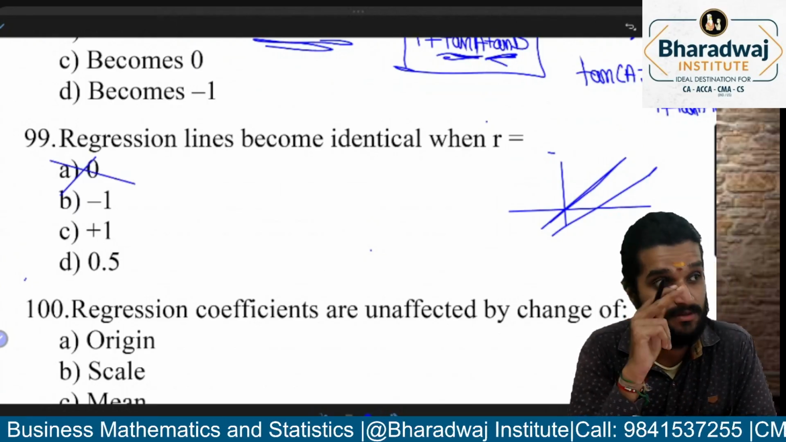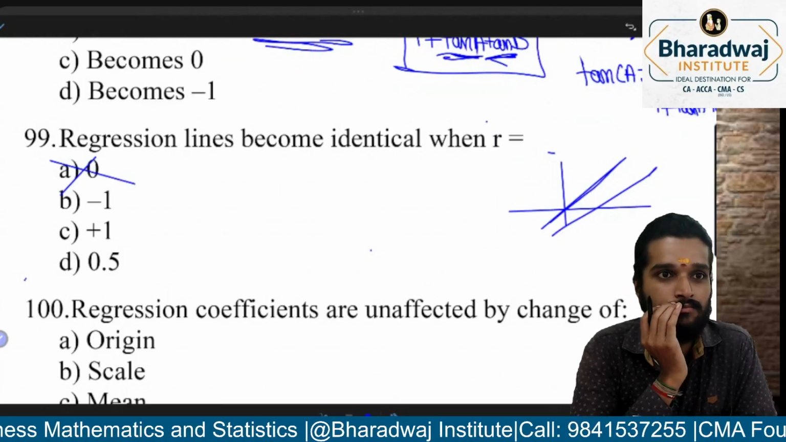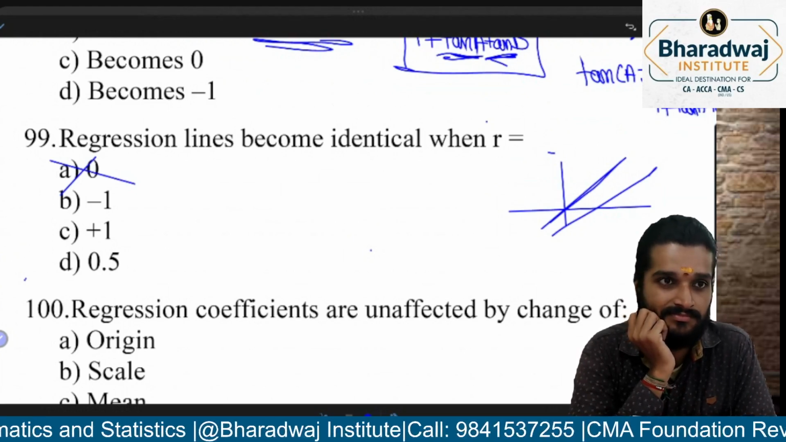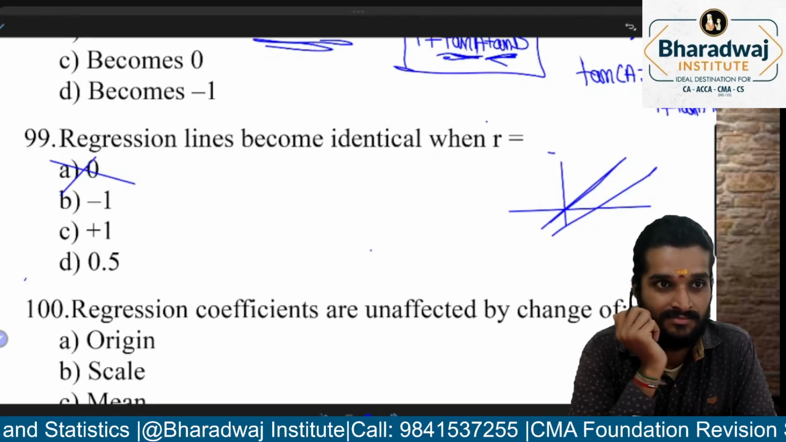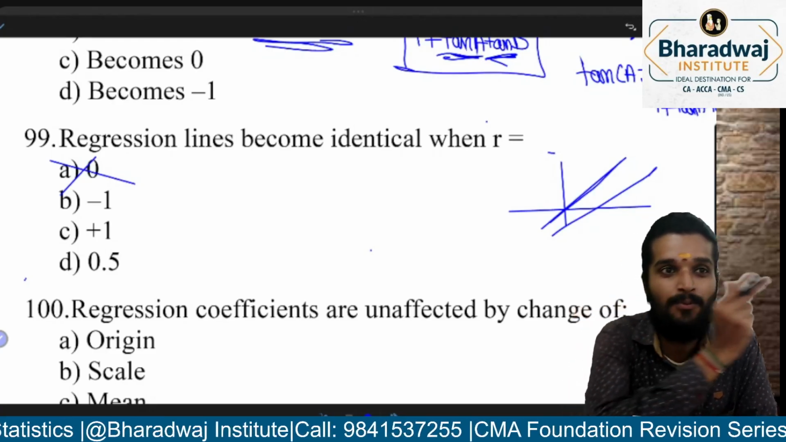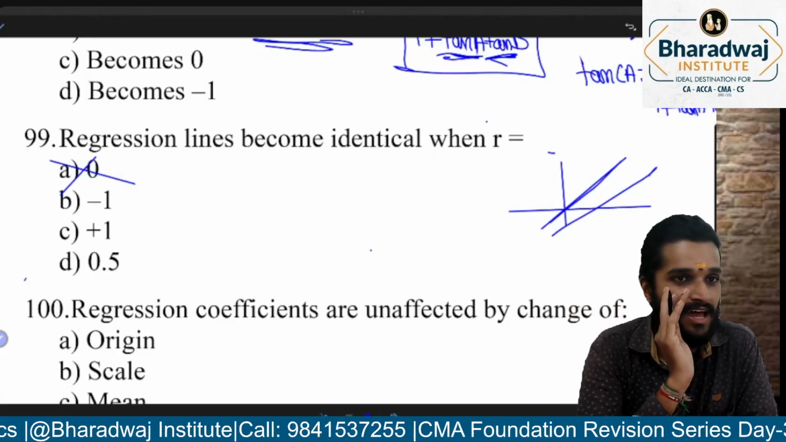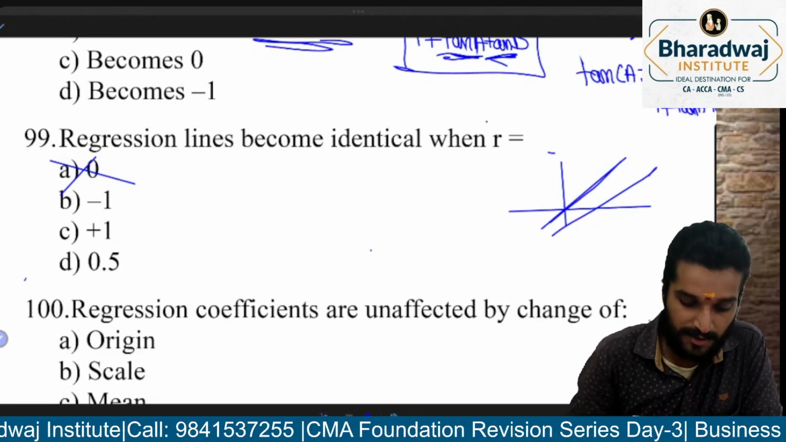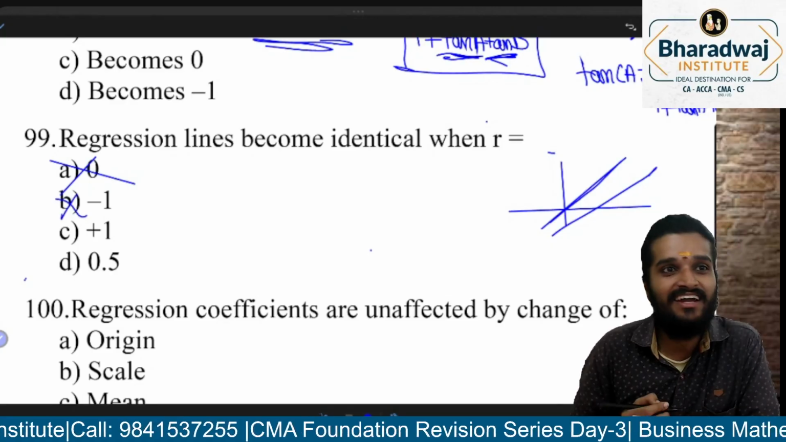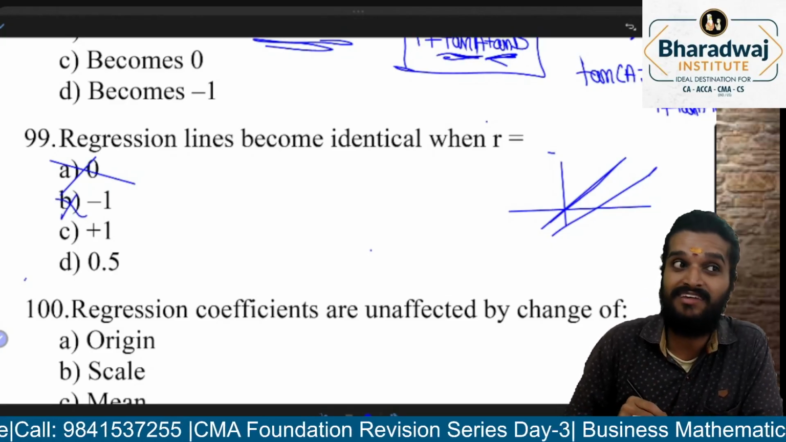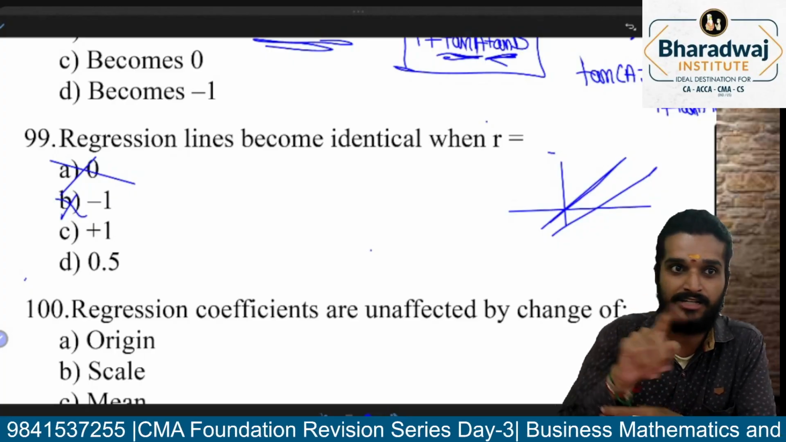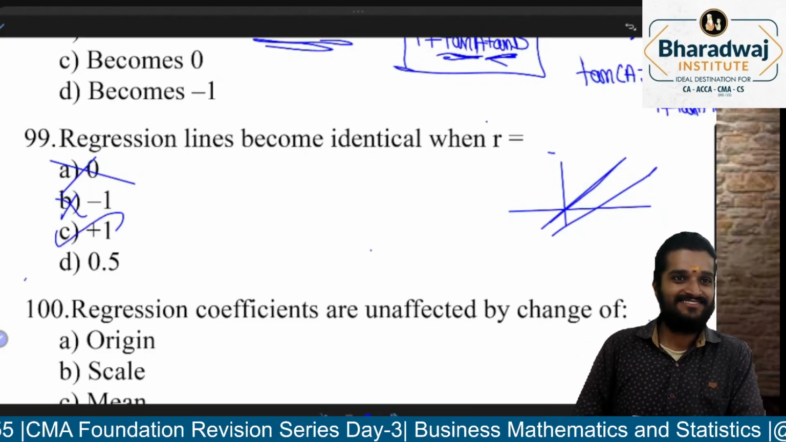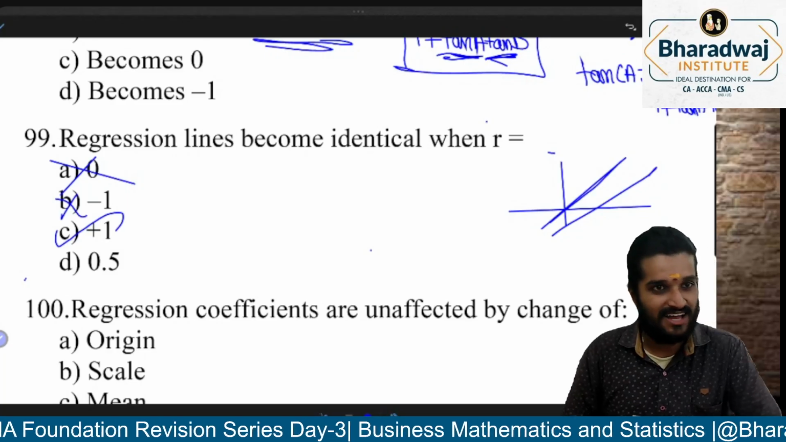When correlation is -1, what is that? The line is in the opposite direction, the negative direction. The slope is -1. That is also not possible because they have given it to be identical. They haven't mentioned coincide. Identical means in the same direction also. So in such a situation, +1 is the answer.